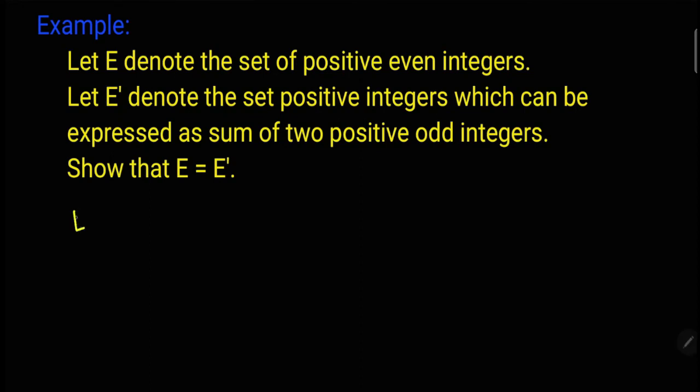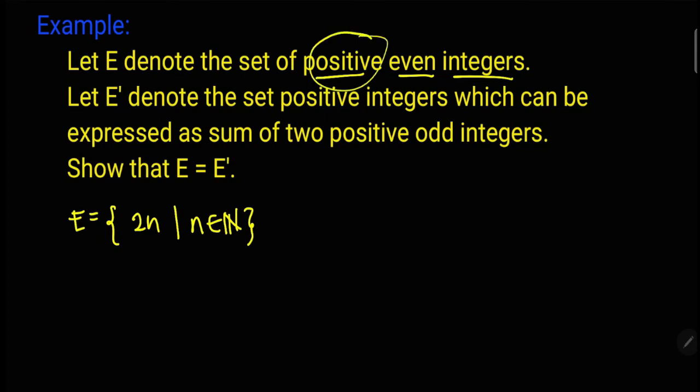Again, let's write E in set builder notation. So, how do we write the set of positive even integers? As we've done a while ago, we have 2n such that this time we only want n to be in the set of natural numbers. So, we don't want the negative even integers. So, E can be written as the set containing 2n for all n in the set of natural numbers.